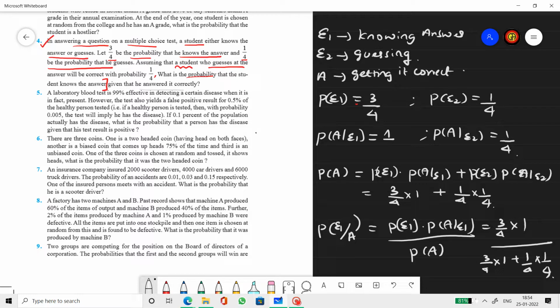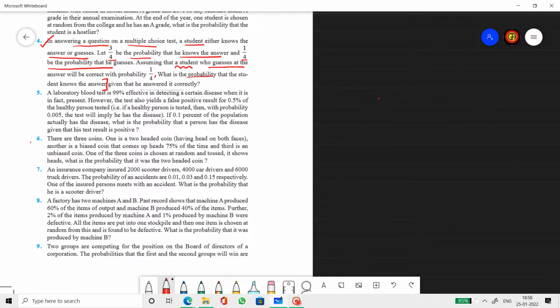Now let's not do the fifth right now. Let's go to question number 6. There are 3 coins. One is a two-headed coin, which means both faces are head. Another is a biased coin, in which chances of getting head is 75%. Third one is an unbiased coin, which means a normal coin where one side is head and the other side is tail. One of the 3 coins is chosen at random.